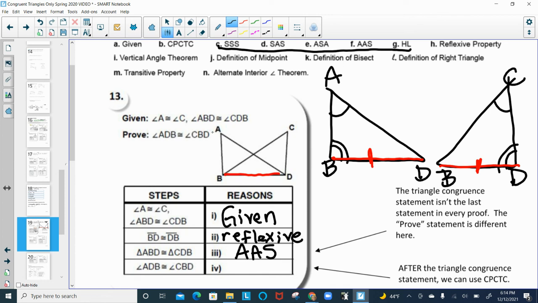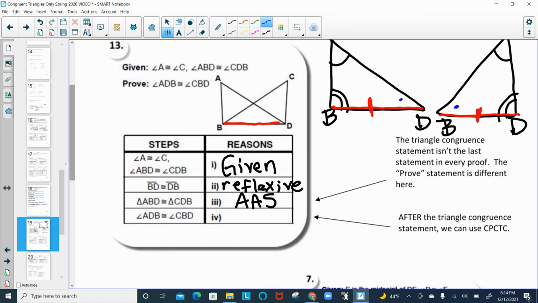But now they want us to prove that something else is congruent. They want us to prove that these 2 angles are congruent. Well, that's where the CPCTC comes from. Because the triangles are already congruent from step 3, all of the corresponding partners are going to be congruent. So that's how CPCTC works. But notice how it always comes at the end. And that prove statement, see how that is at the end. But we had to prove step 3 before we could prove step 4. And we will definitely talk some more about that in class.